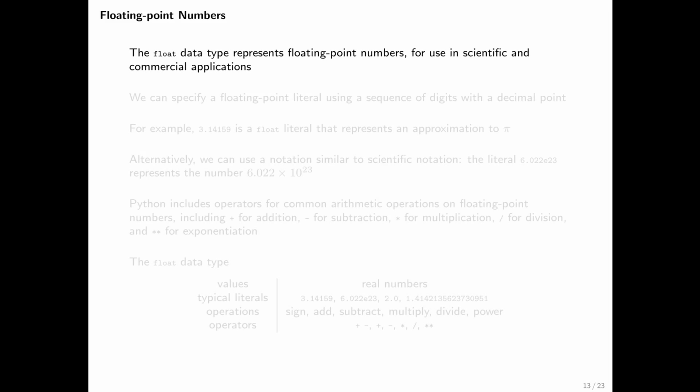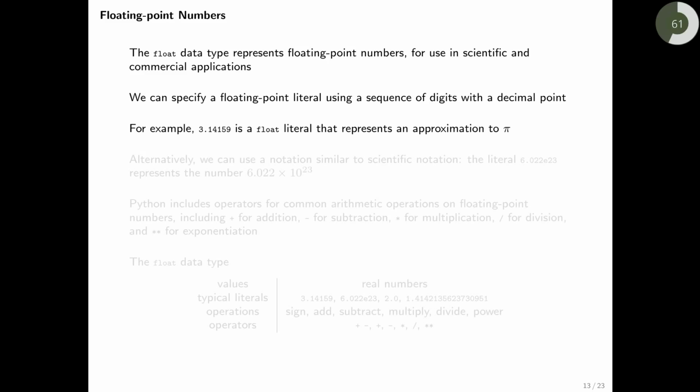The next data type we're going to talk about is the third fundamental built-in type in Python, which is float. The float data type, denoted by the keyword float, represents floating point numbers or real numbers in Python. These are typically used for scientific and commercial applications. You specify a floating point literal in Python using a sequence of digits with a decimal point. For example, the literal 3.14159 is a float literal, and it's an approximation to pi. That's how you would express a floating point number in Python.